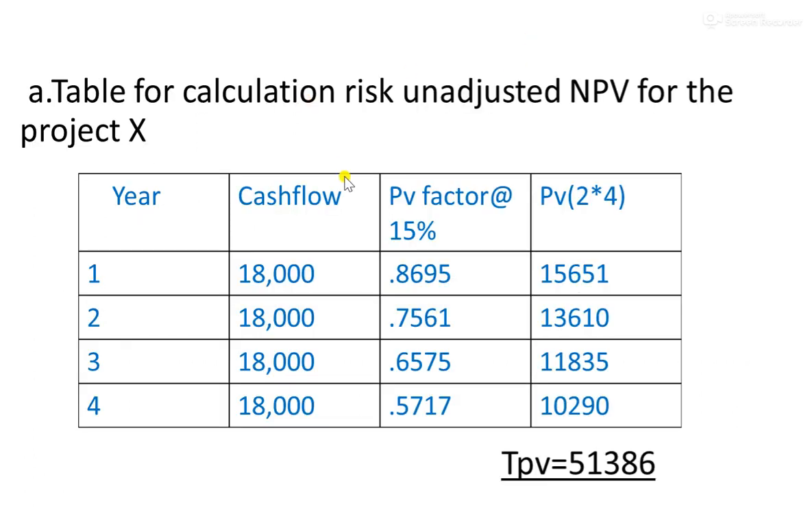Then we look at here present value. Present value is the product of column 2 and column 4, or 2 multiplied by 4. This is the amount: 15,651, 13,610, 11,000, 8,035, 10,290. So if we sum the yearly PV, we get TPV, total present value. It is 51,386. So dear students, to calculate unadjusted NPV, we get TPV.